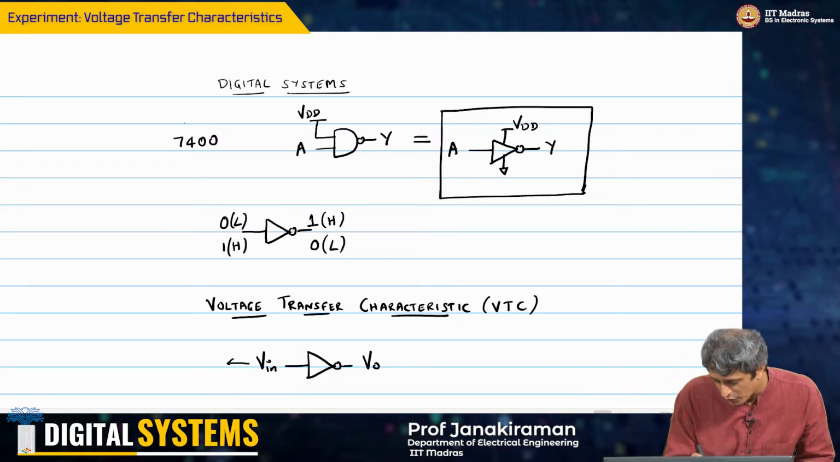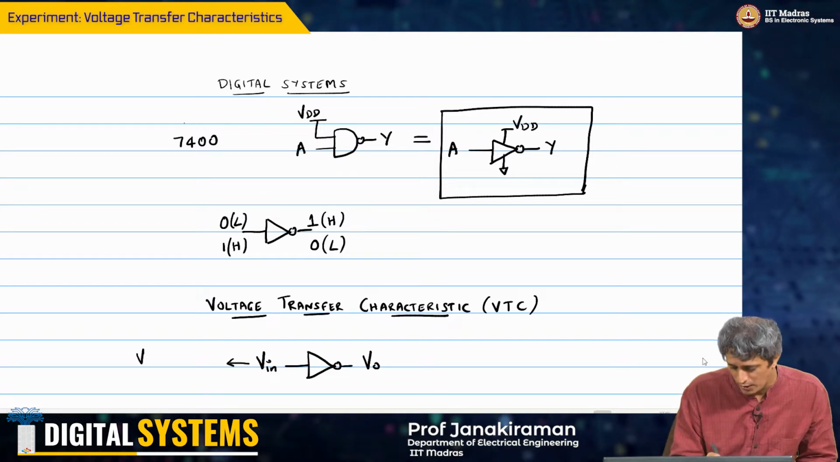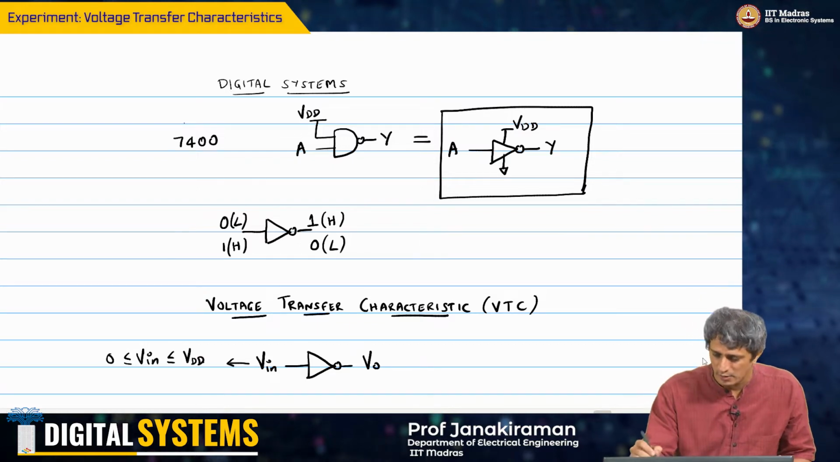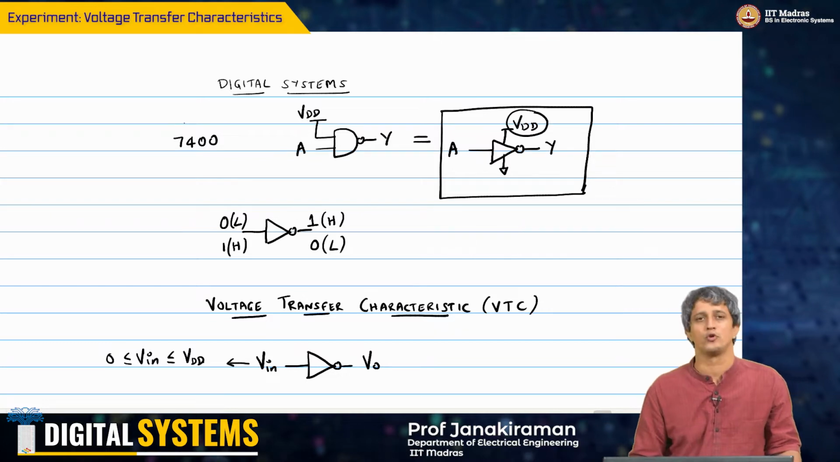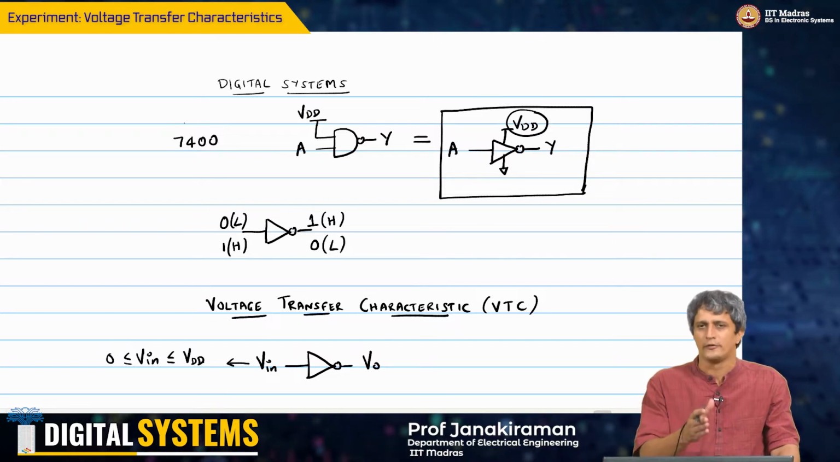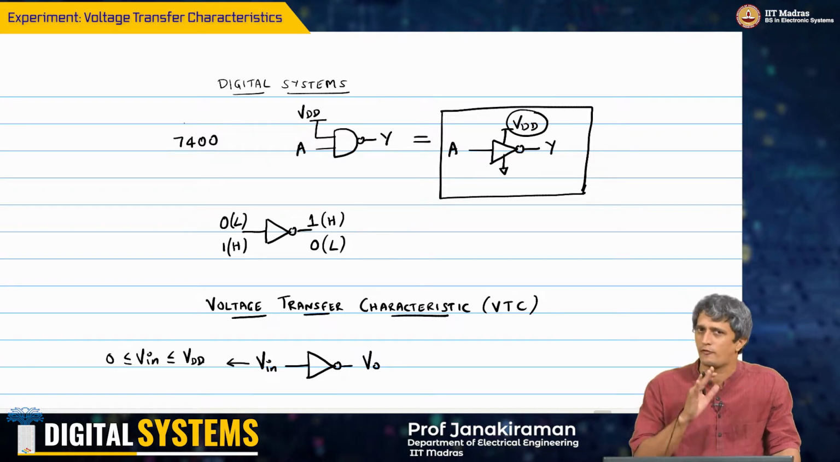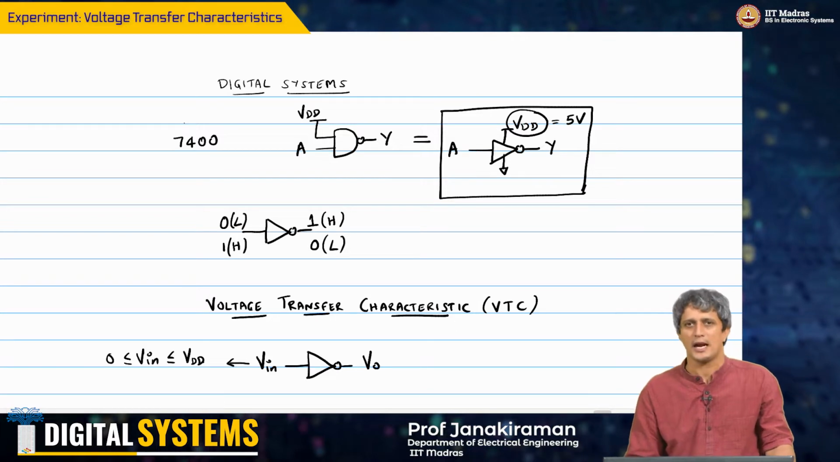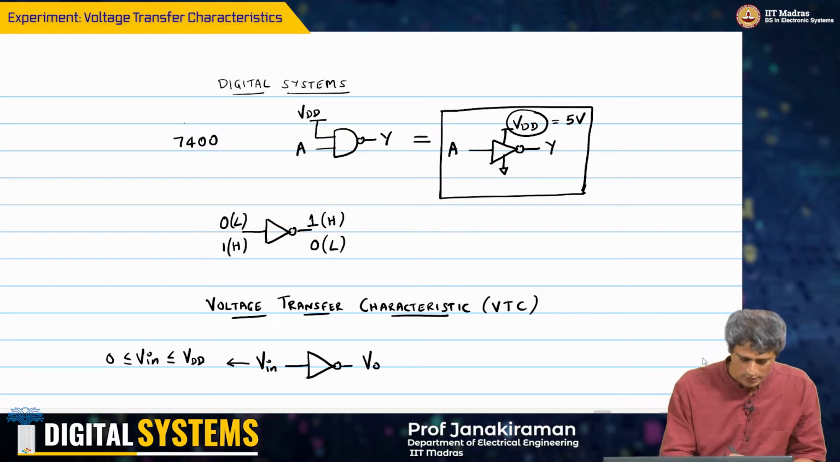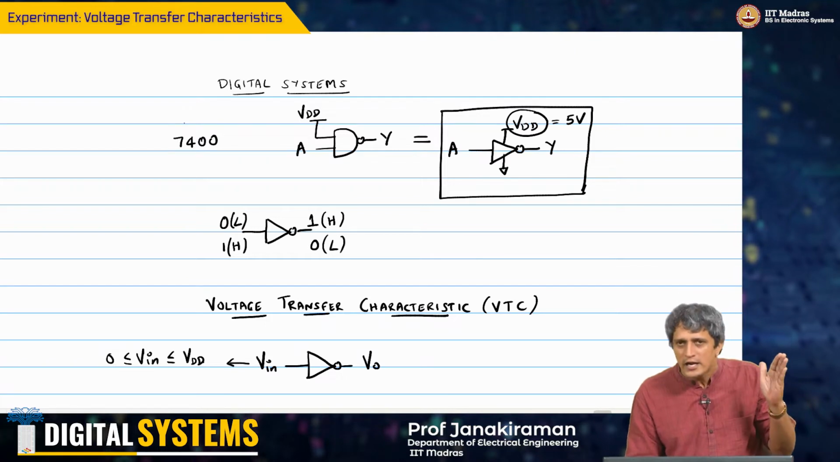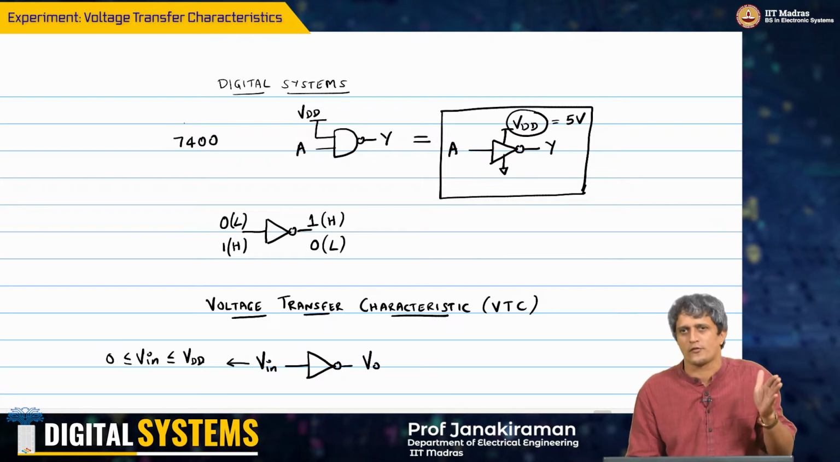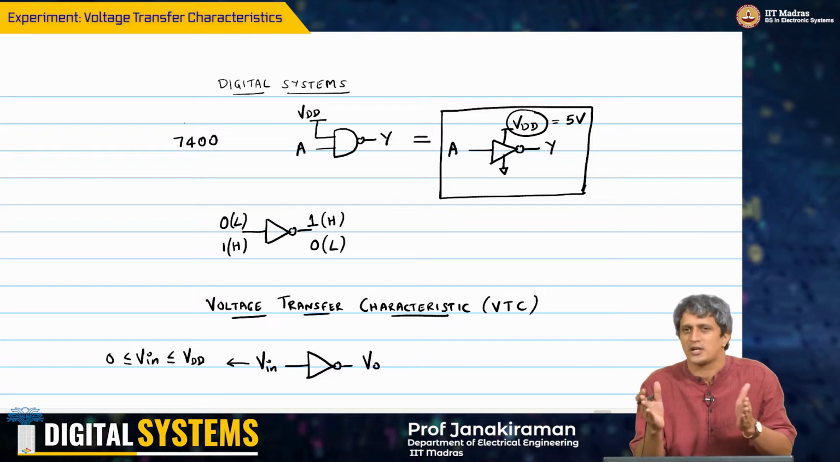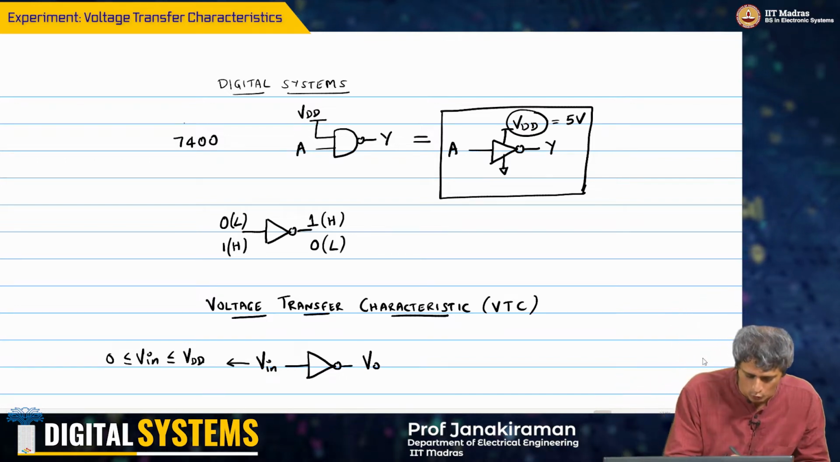The input V in is swept between 0 and VDD. VDD, by the way, is the supply that we have used for this, and in this case for this particular IC it is 5 volts. So we are looking at a 5 volt supply and a ground. So what we need to do is feed different input voltages from 0 to VDD and then study what the output voltage is going to look like.